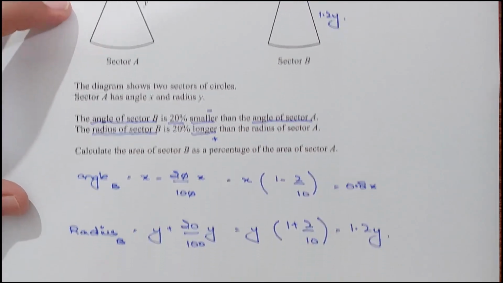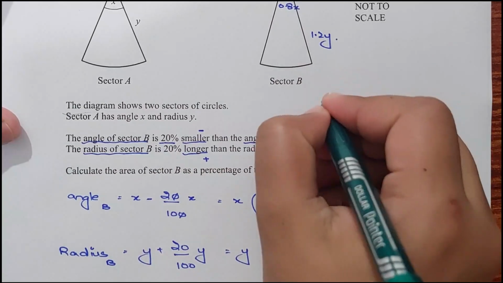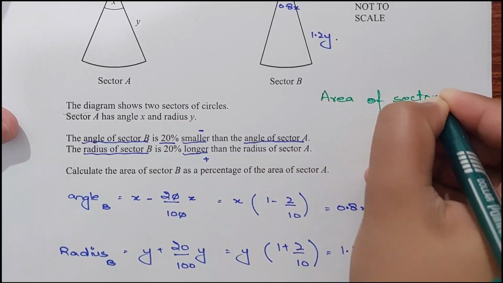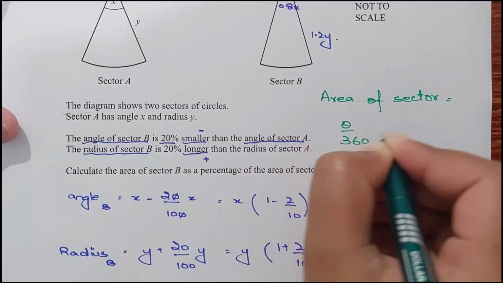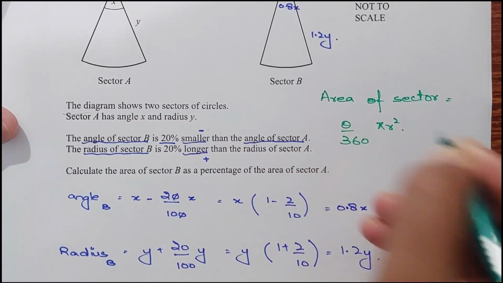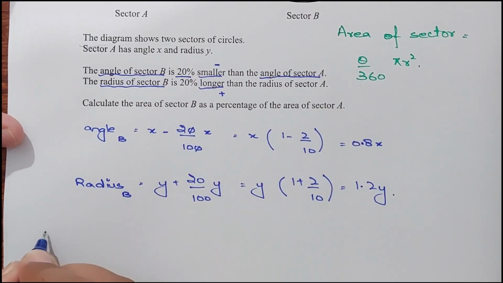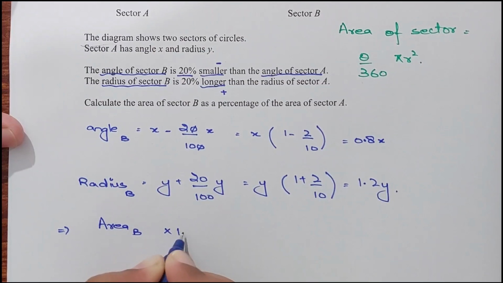Right, now we have to find the area of sector B as a percentage of the area of sector A. All right, so for the area of a sector, we have a formula. The area of a sector of a circle is theta over 360 times pi r square. That is the formula for the area of a sector. Let me use that formula. Area of sector B as a percentage of the area of sector A, so it means we have to work on a division.